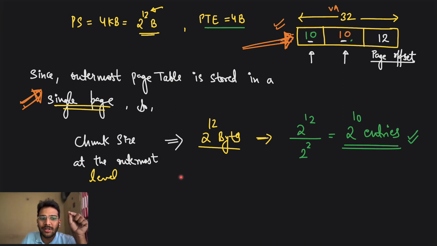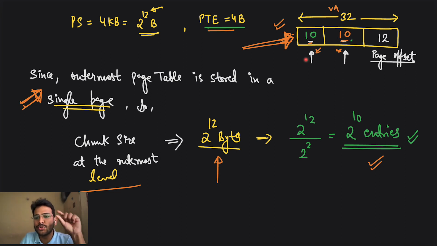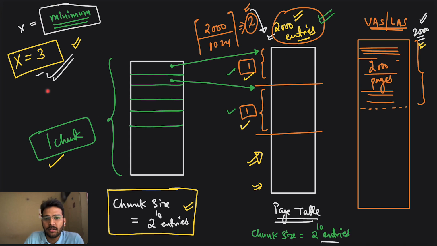Okay, so we found out that the chunk size at the outermost level is going to be the same as the page size, because in a single page we are storing the outermost page table. So in terms of bytes we have calculated, but we want it in terms of entries, because these bits, 2 raised to the power of these bits, will give me the chunk size at that level in terms of entries. So I divided by the page table entry size and I got 2 raised to power 10 entries. If 2 raised to power 10 entries is the chunk size at the outermost level, definitely 10 bits would be there here. And if these are 10 bits, if you perform the maths, you will be getting 10 bits here. So this is going to be the virtual address split.